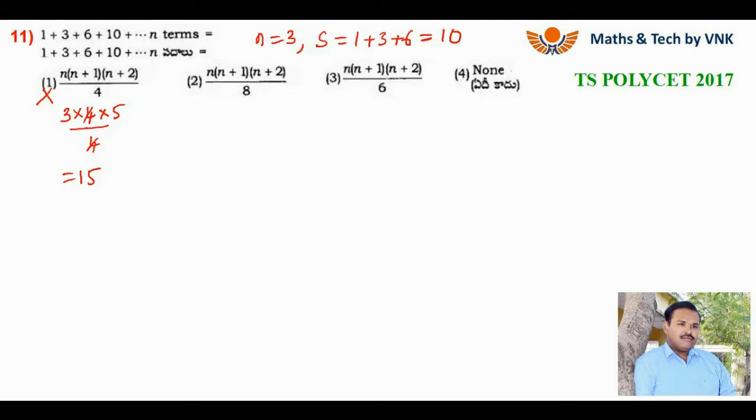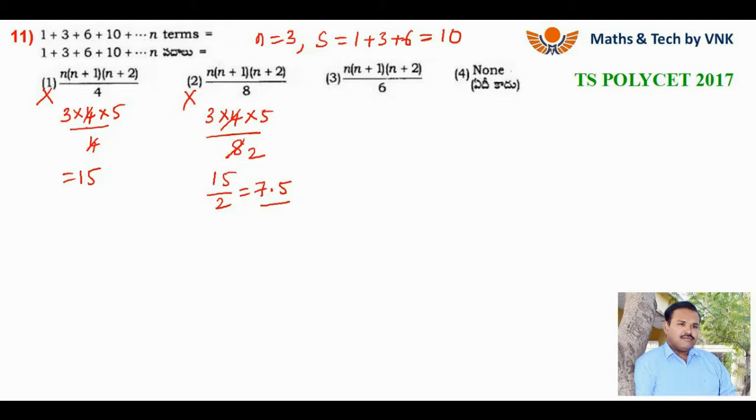Substituting n is equal to 3 in option 2. So 3 into n plus 1, 3 plus 1 is 4, into n plus 2, 3 plus 2 is 5, divided by 8. So 4 twos are 8. So 3 into 5, 15 divided by 2, which is equal to 7.5. So in option 2, if n is equal to 3, the sum becomes 7.5. But actually the sum should be 10. So option 2 is wrong.